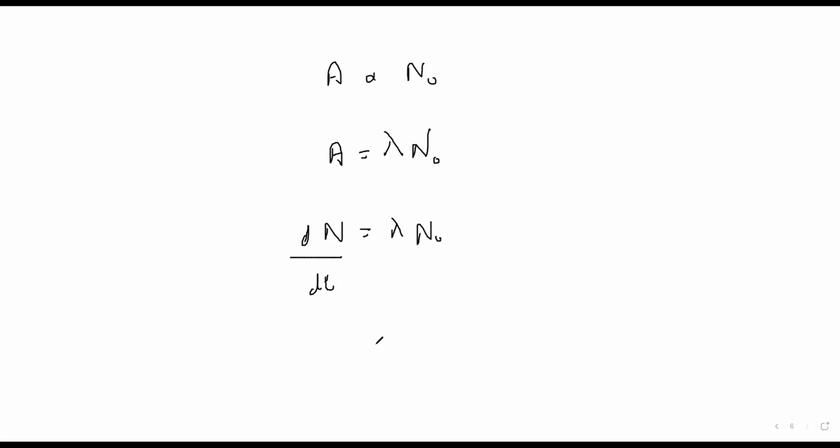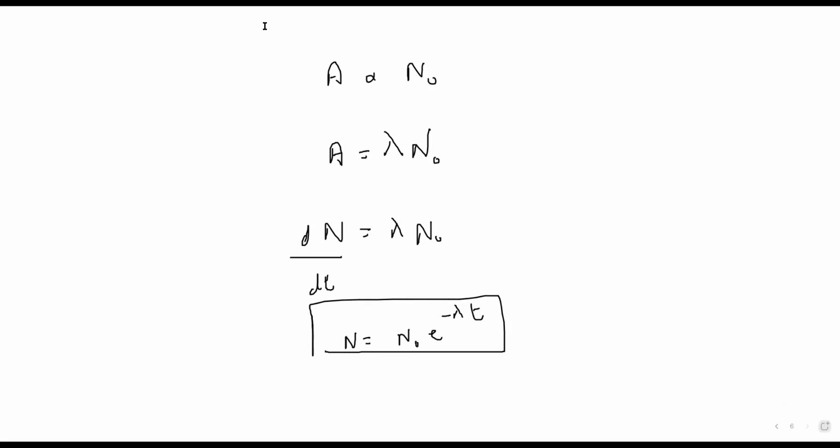So when we solve this equation, we'll get the function N equals N naught e raised to power minus lambda t. So this is important. N naught is the maximum number, N is the number of nuclei present at a certain time interval. Lambda is the decay constant, varying from element to element, and t is the time interval for which we are finding. Then what is the half-life?